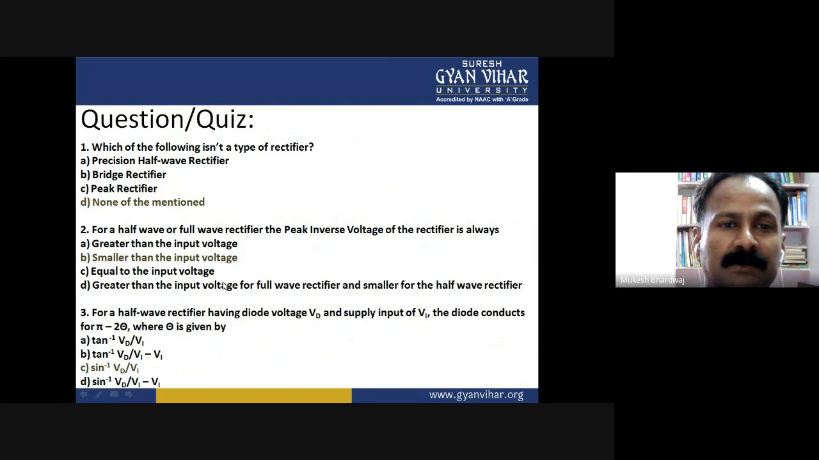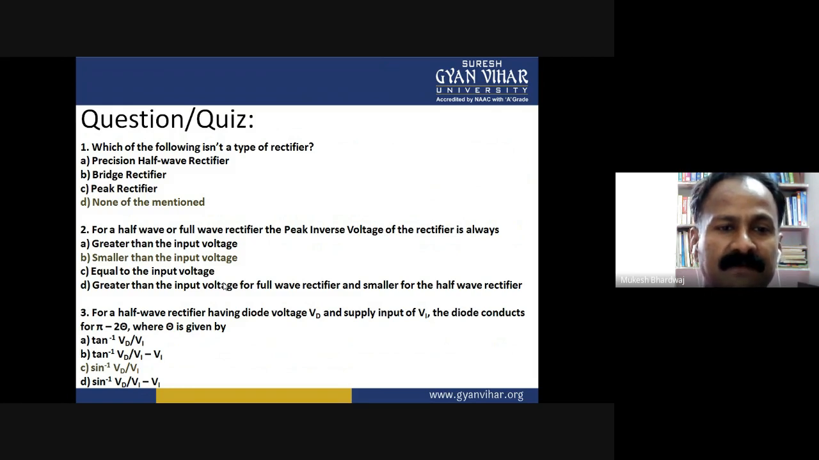Now, the questions or the quiz related to the topics which we had covered. Which of the following is not a type of rectifier? Precision half wave rectifier, bridge rectifier, peak rectifier. They all are rectifiers. So none of the above is not a type of rectifier. All are types of rectifier.